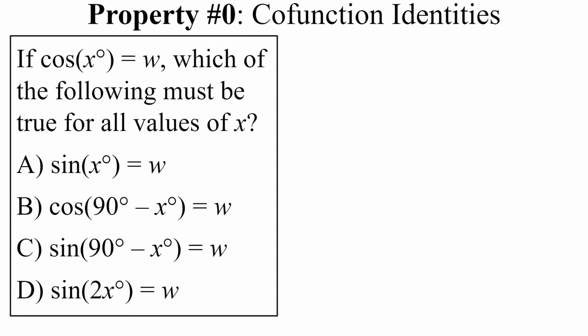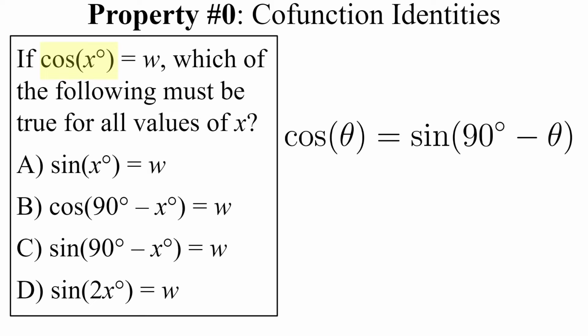Okay. Next question. This one's a little bit more involved, but it's the same idea. Again, literally a fact check question. They're just asking us what's equal to cosine. Well, as we talked about on the previous slide, cosine is equal to sine of 90 minus theta. The only answer choice with that in it is answer choice C. And that is it. That's the whole question. They're testing you to see if you knew that formula.